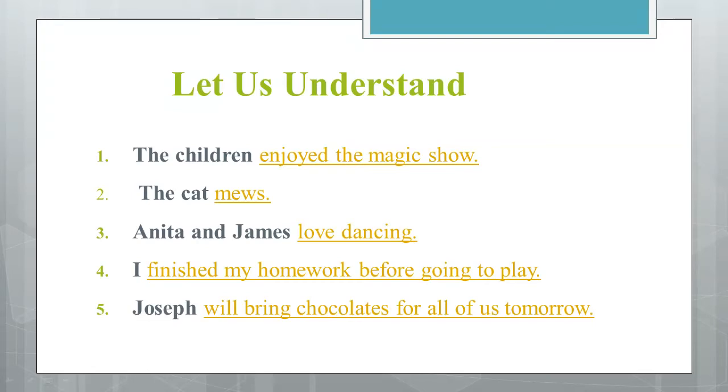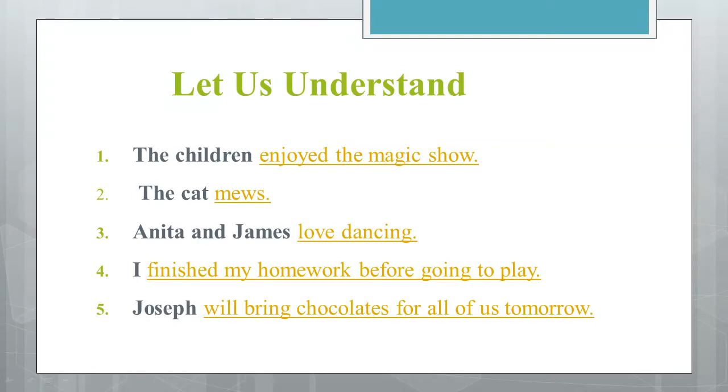Anita and James love dancing. Remember, it is not necessary that a sentence have only one subject. There could be more than one subject to a sentence. Like you can see in this example, Anita and James. Both Anita and James are doer of the action. So both Anita and James are subject of this sentence and the predicate is love dancing.